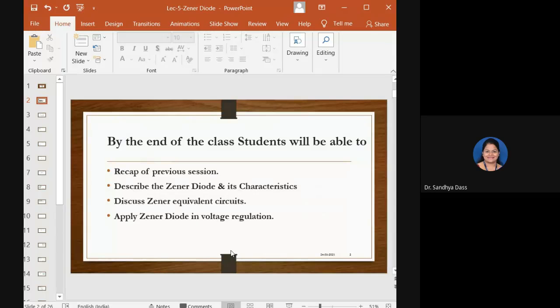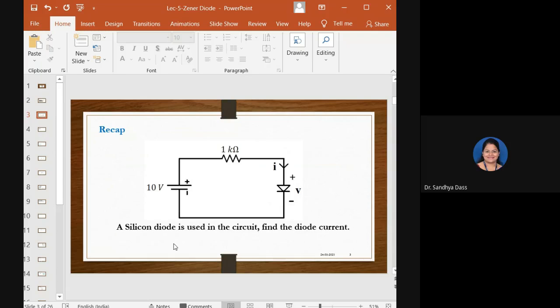By the end of this class, you will be able to describe the Zener diode and its characteristics. You'll be able to discuss Zener and its equivalent circuits and apply Zener diode in voltage regulation. First we'll have a small recap of the previous session, so we'll solve some simple problems there just to have a recap.